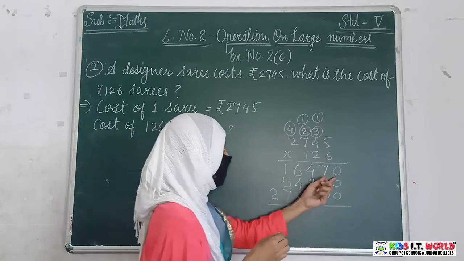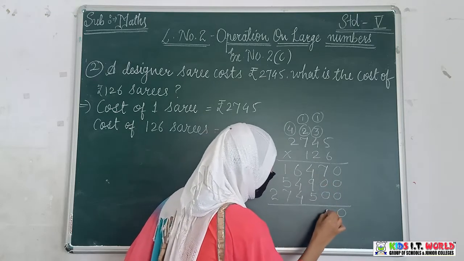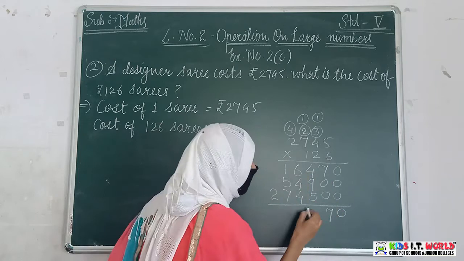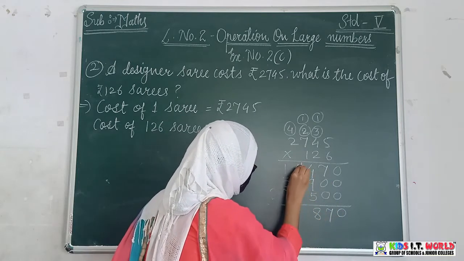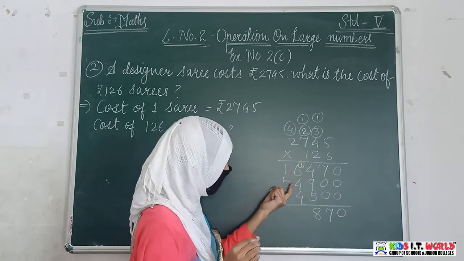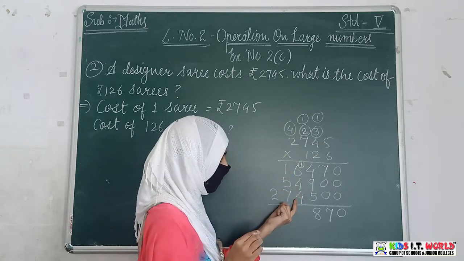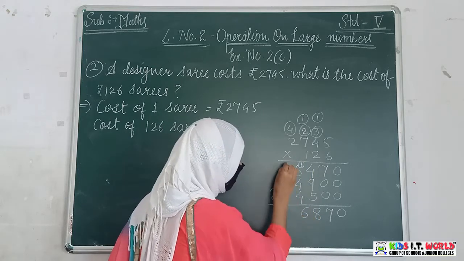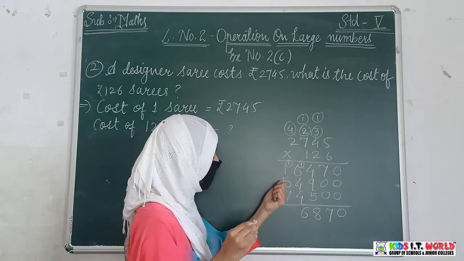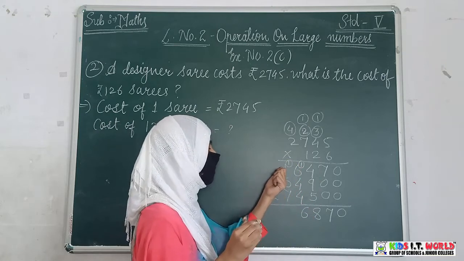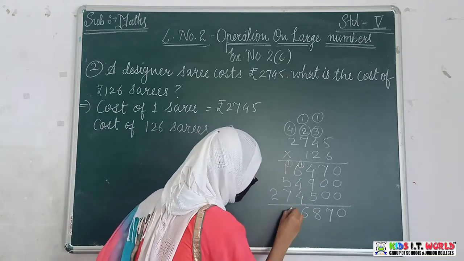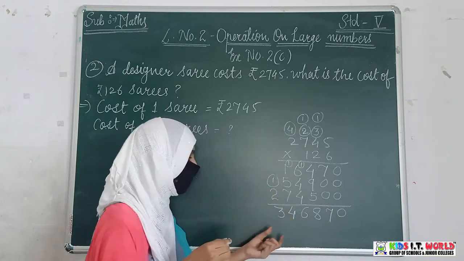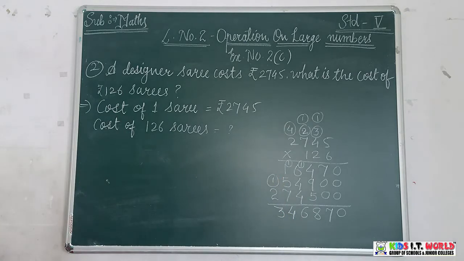Do the addition now. 0 will be here. 7 plus 0, it is 0. Here 5 plus 4, 9, 9 plus 9, 18. So we will write 8 here. 1 will be carried on the 6. Here 6 plus 4, 10, 10 plus 4, 15, and 1 is carried here. So 15 plus 1, 16. So we will write 6 here, and 1 will be carried. 7 plus 5, 12, plus 1, 13, plus 1, 14. So we will write 4 here, 1 will be carried. 2 plus 1, 3. Here we got the amount of 126 saris.